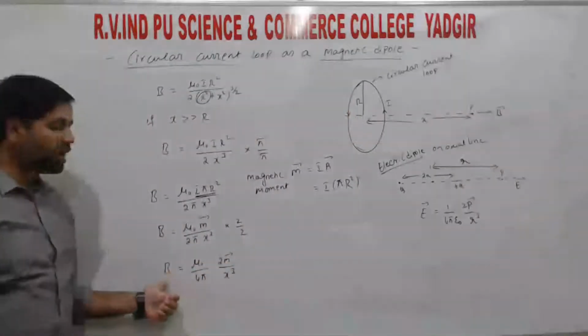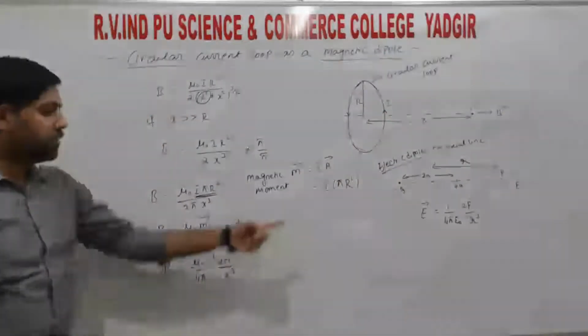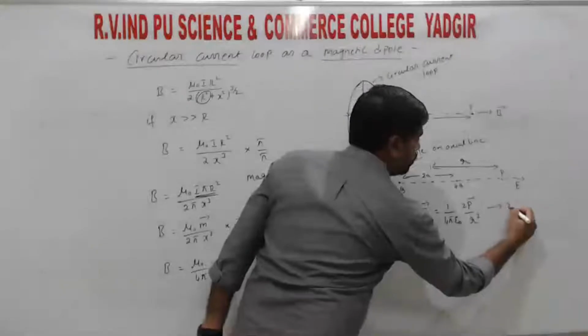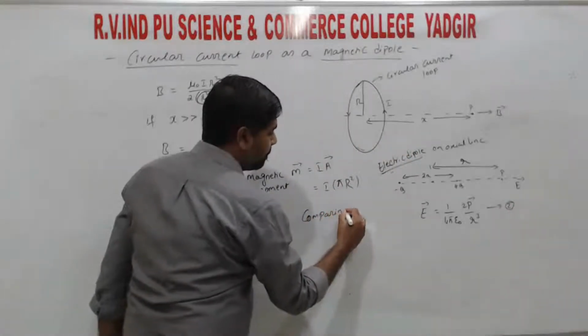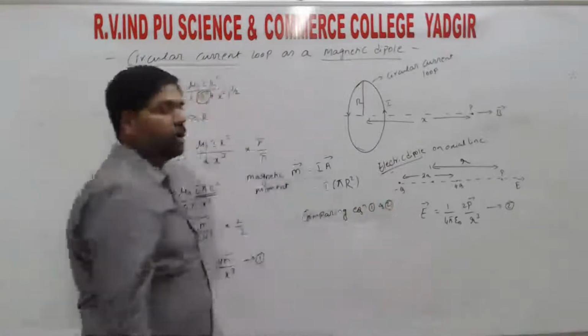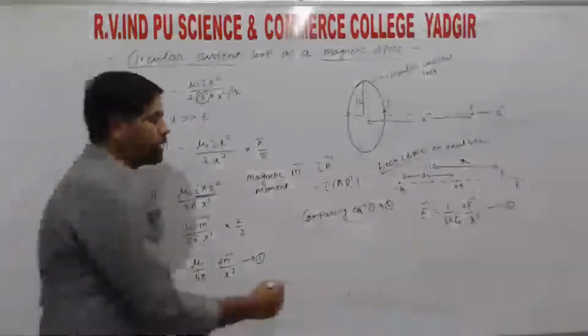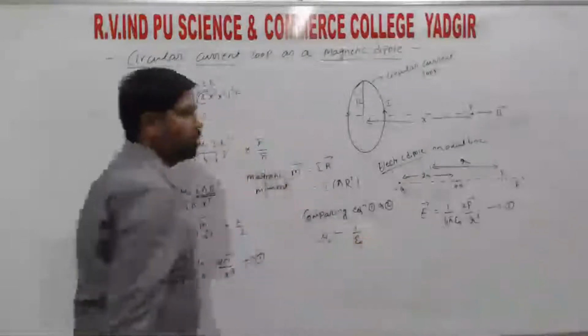So this is the magnetic field along the axial line, right? So comparing these two relations, right? So equation 1 and 2, right? So if we compare the two equations, in place of mu naught we can write 1 by epsilon naught, right?